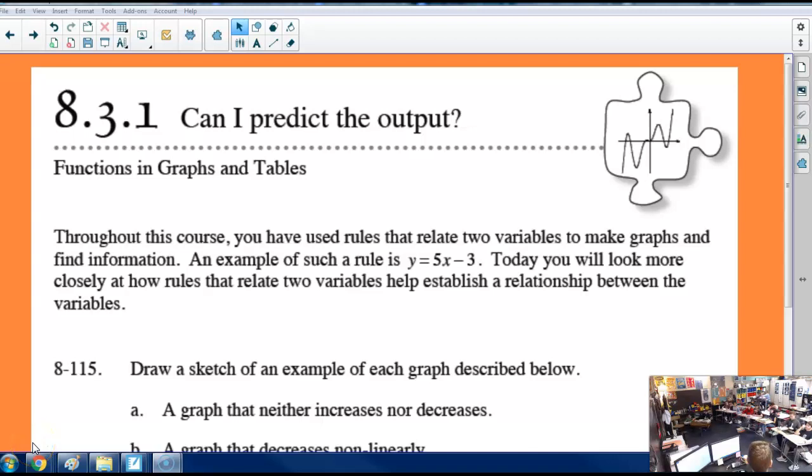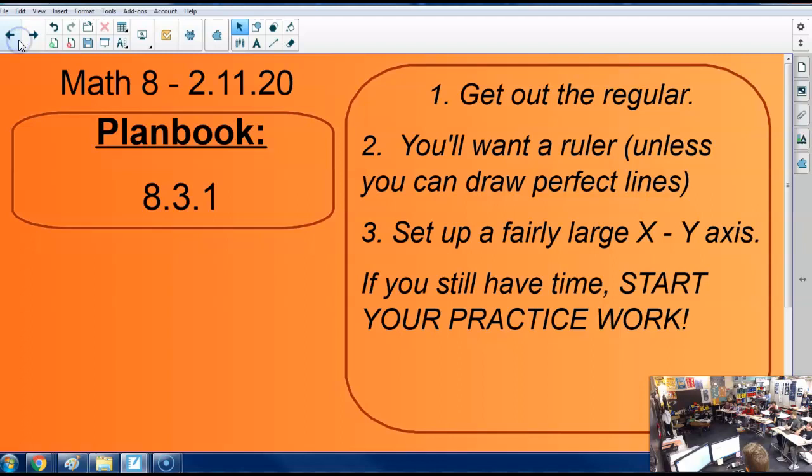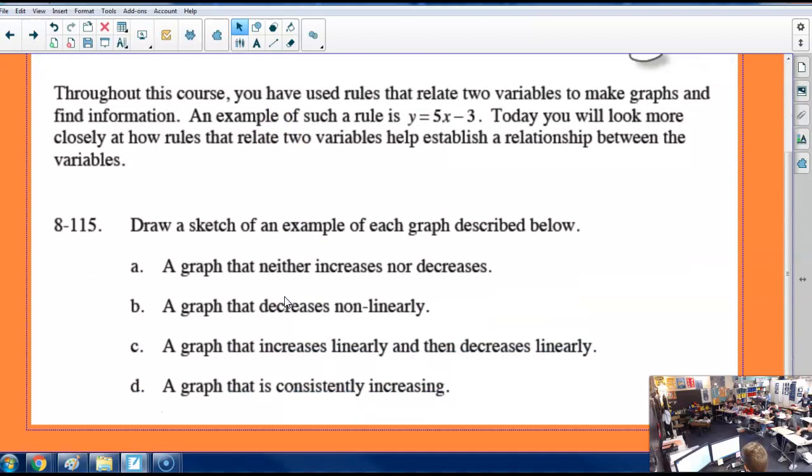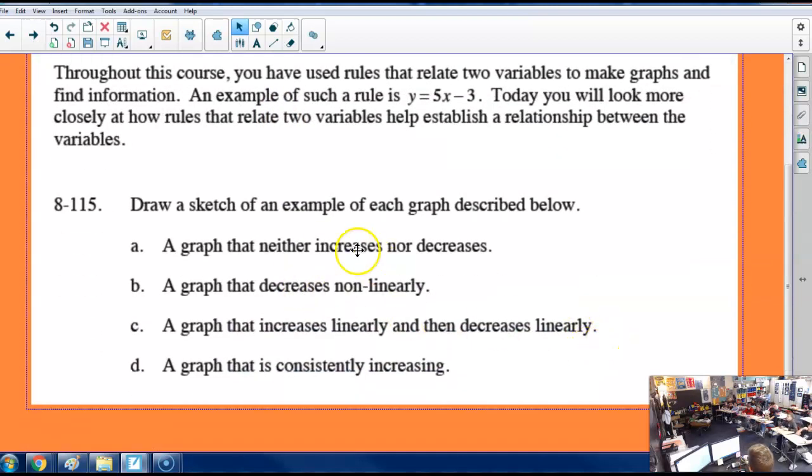XY axis to create 4 graphs. And for our friends playing from home, it is the 11th. Our homework's 831. This is what we did to start. But here's what we need: 4 graphs that meet this criteria. Not one line that meets all 4 things, but 4 different lines or graphs, quote unquote, that meet that criteria.